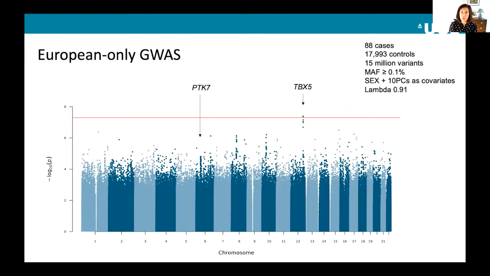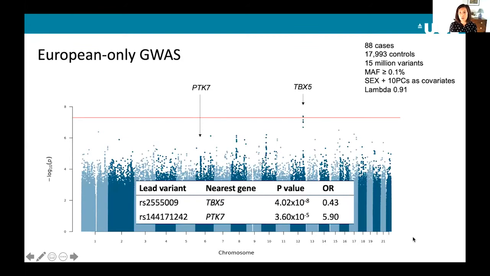Having replicated these 2 loci, we then wanted to check whether we would have been able to find them if we had looked purely at Europeans. So we repeated our GWAS just using genetically defined Europeans for 88 cases and just under 18,000 controls. Here you can see that the chromosome 12 locus just remained genome-wide significant, but the lead variant at this locus showed weaker association than that of the mixed ancestry GWAS. The chromosome 6 locus was not detected this time, demonstrating that including individuals from different ancestral backgrounds to increase our sample size can be an effective way to boost power even in a small cohort.